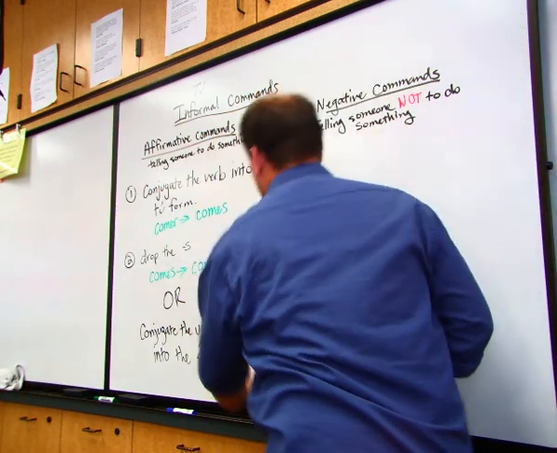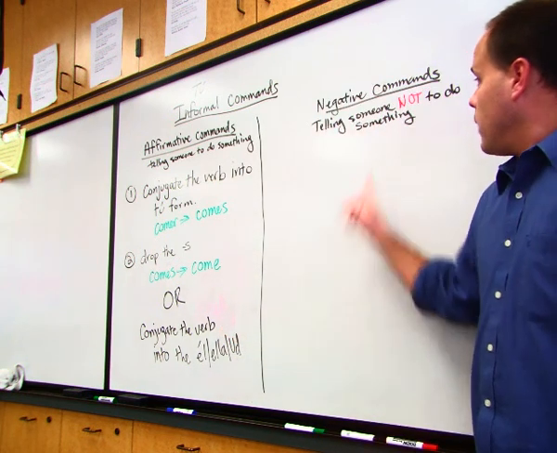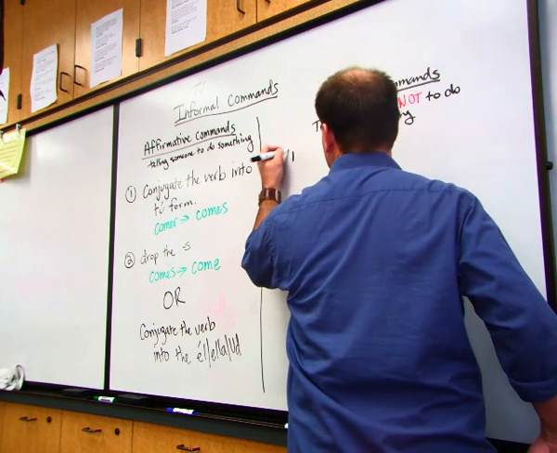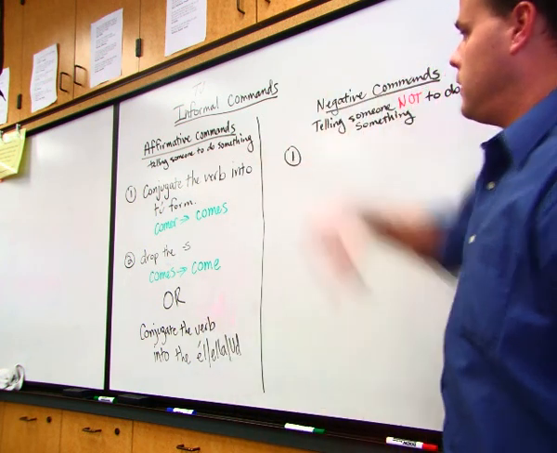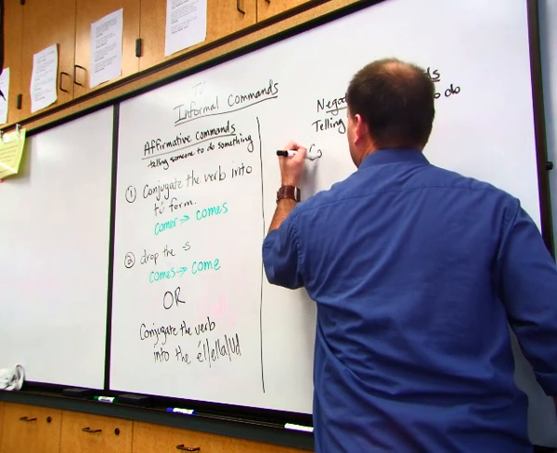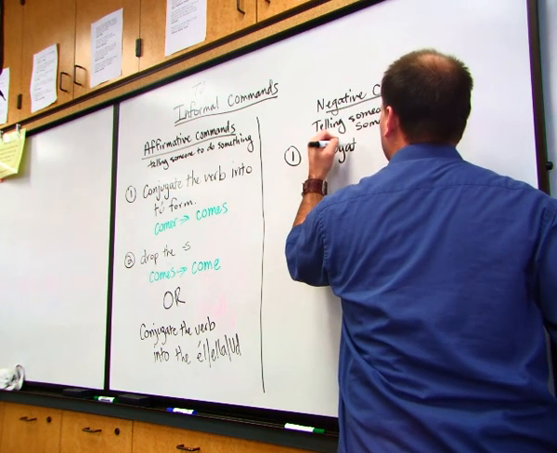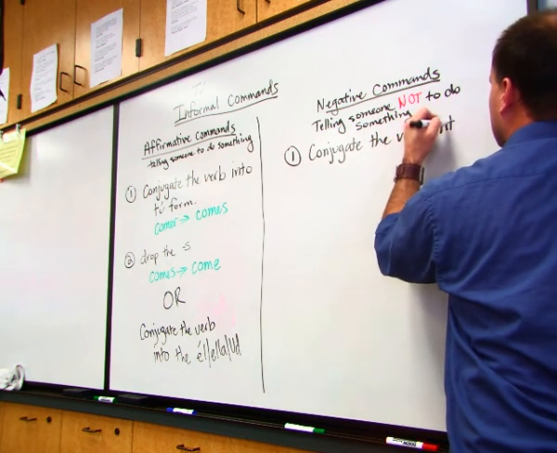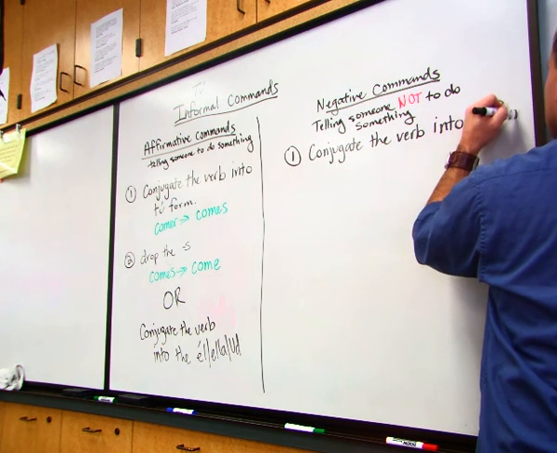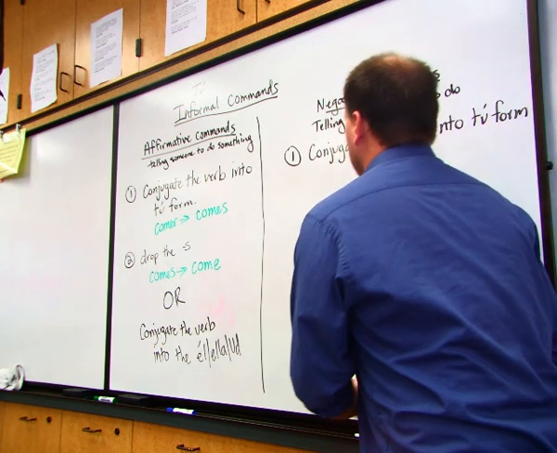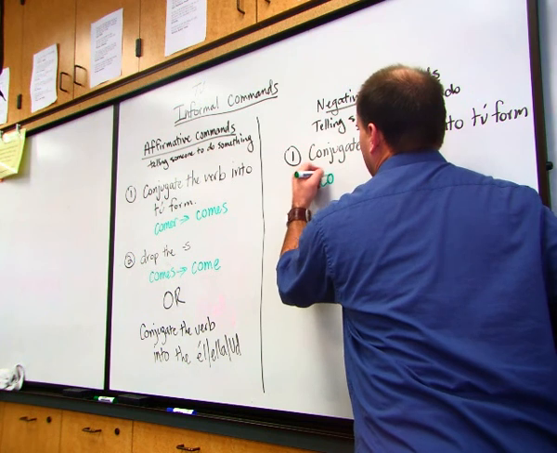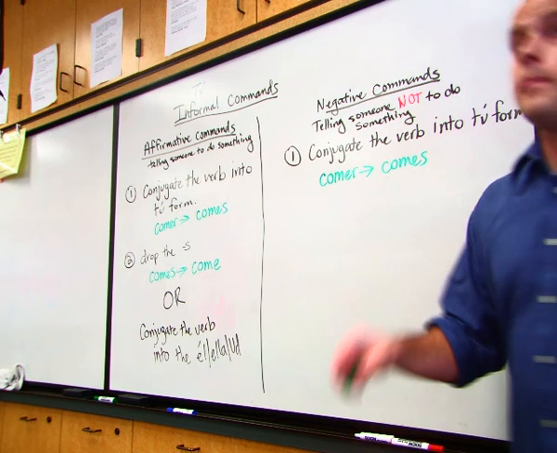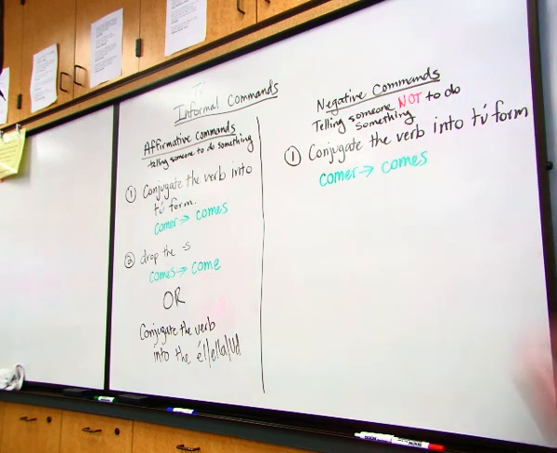Now we're going to talk about the negative commands. In this case, there are a few steps to that. The first thing you're going to do, just like number one there, conjugate the verb into the tú form. So again, our verb, comer, becomes what? Comes. Okay, same thing. So far, so good.